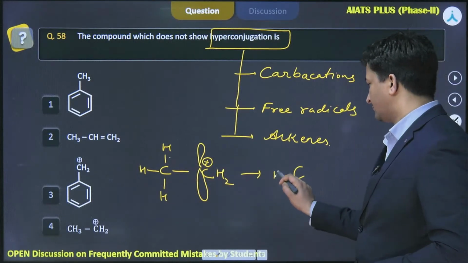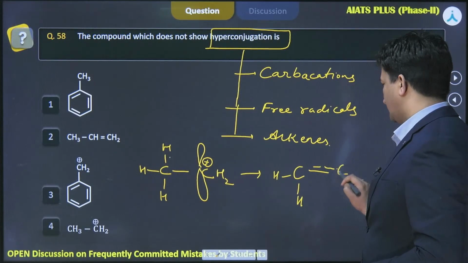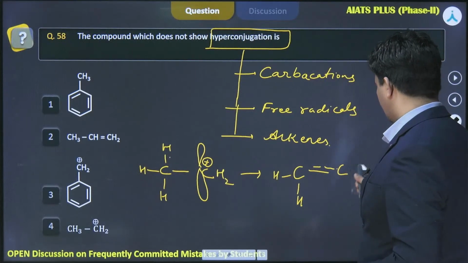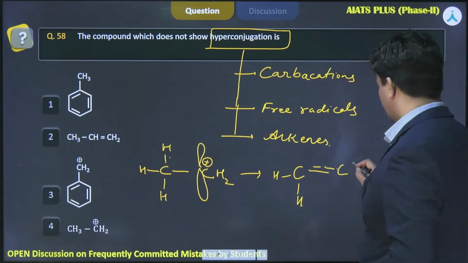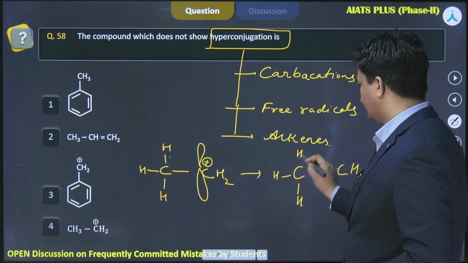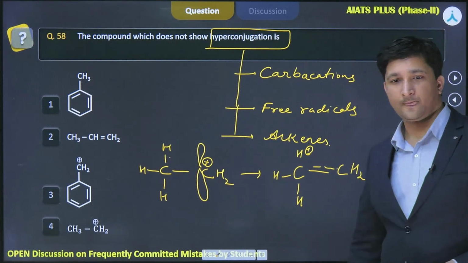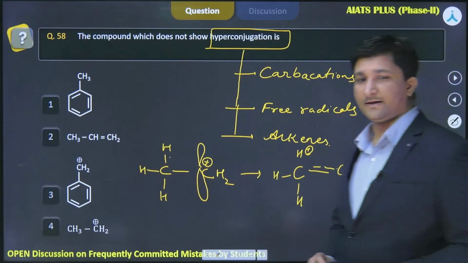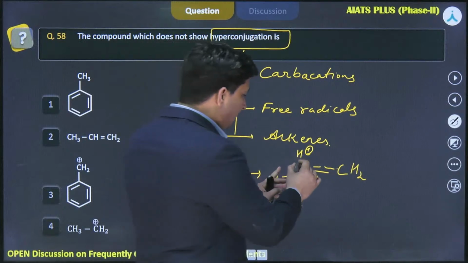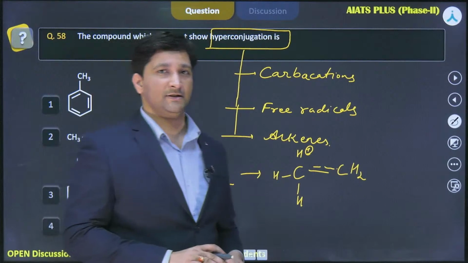A plus charge will develop here. So this is correct. This is what happens here: this sigma bond has become a pi bond. So sigma to pi bond formation takes place.